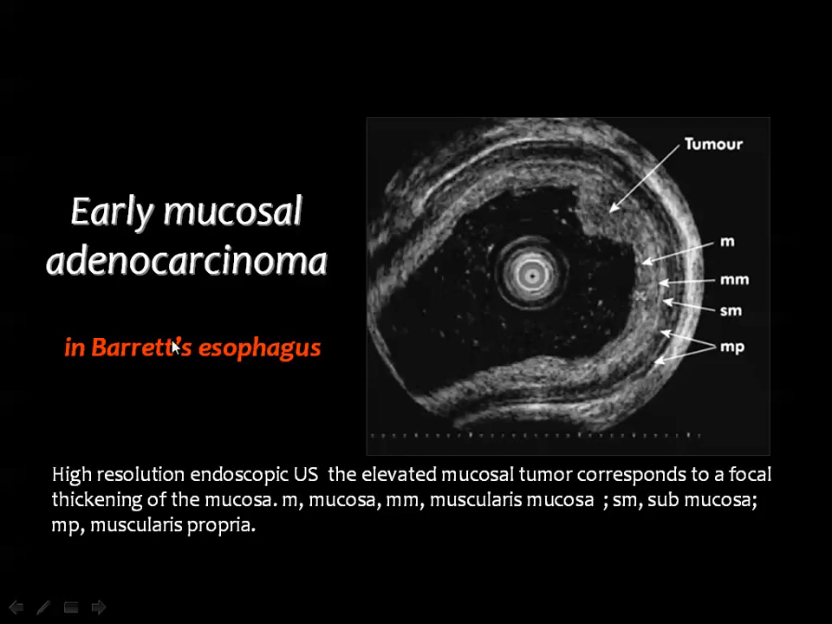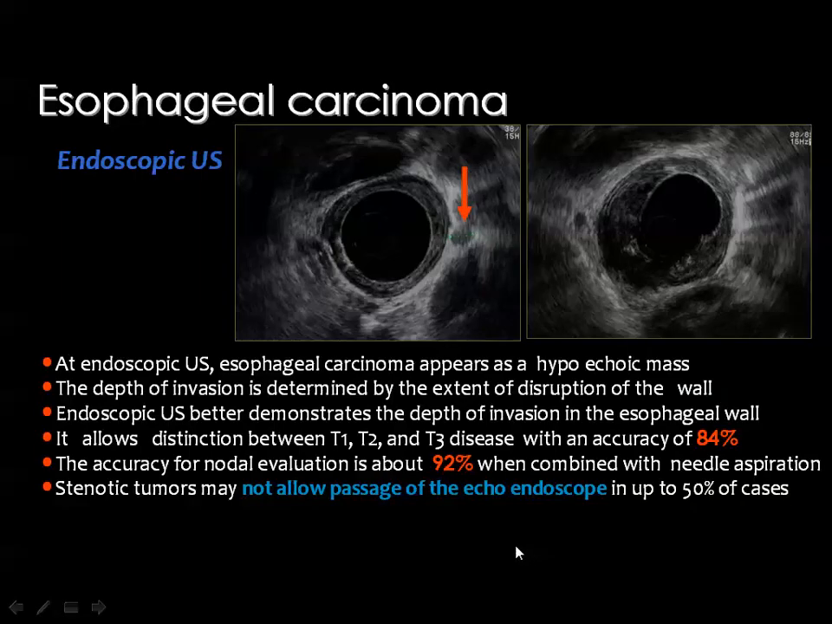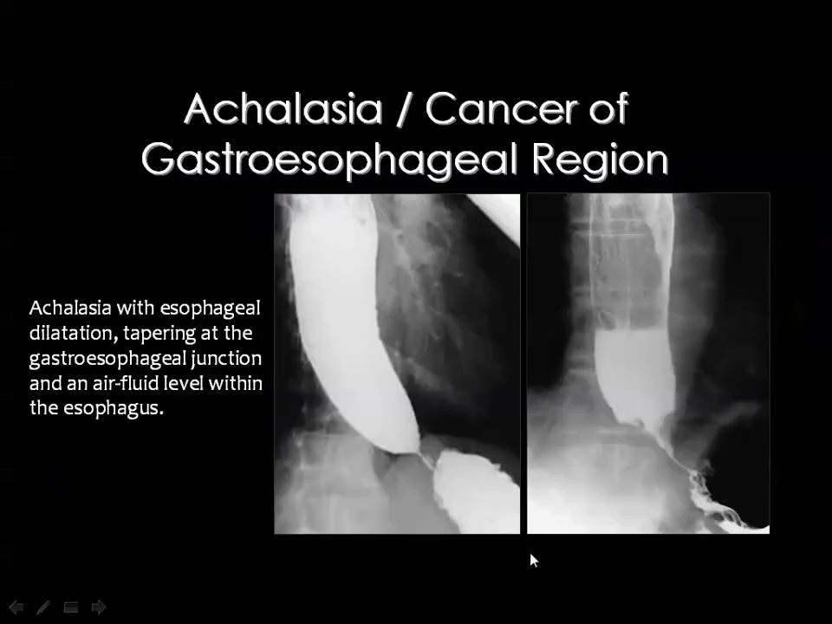Then this is a presentation of a very early esophageal cancer affecting the mucosa by endoscopic ultrasound, and this was a case of Barrett esophagus with esophageal adenocarcinoma. This arrow points to one of the affected lymph nodes in the region of the esophageal tumor. And we should know that sometimes the stricture secondary to malignancy may not allow the passage of the echo endoscope in a good percentage of cases.